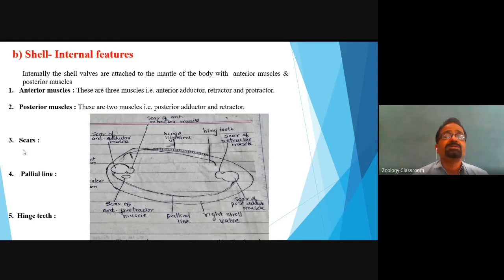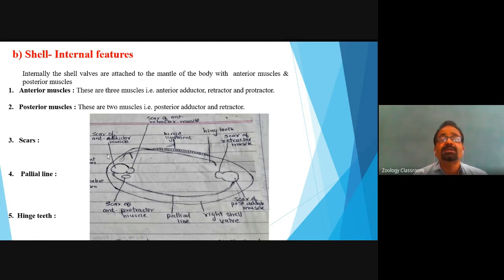Now, another structure is the pallial line. This is the line which is running from the anterior adductor muscle up to the posterior adductor muscle. This is the demarcation. This is the line which appears internally on the shell, and this is the pallial line. Now, this line indicates the limitation of the mantle lobe, and mantle lobe is nothing but the internal lining of both these shells. So, the mantle lobe does not exceed beyond the limit of this pallial line.